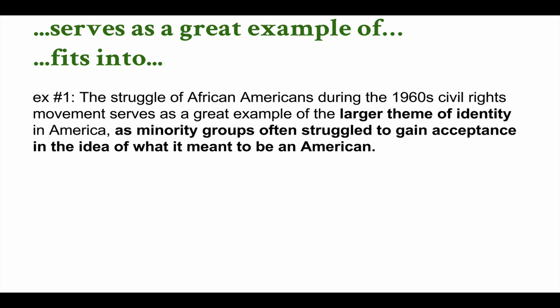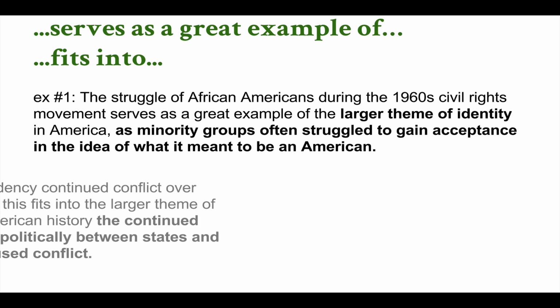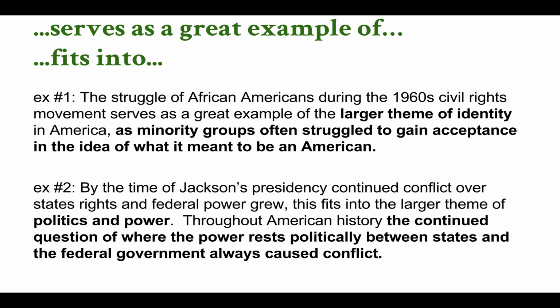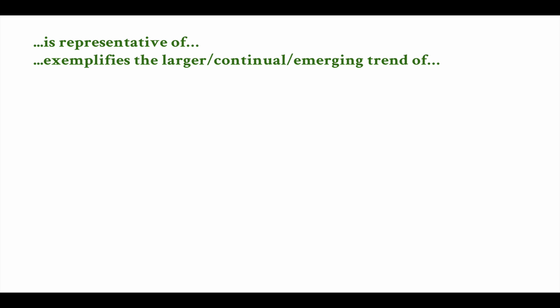Lastly, serves as a great example, fits into, you can see the examples here, the struggle of African Americans during the Civil Rights Movement served as a great example of the larger theme of identity in America. So the theme is there, as minority groups often struggled to gain acceptance in the idea of what it meant to be an American. By the time of Jackson's presidency, continued conflict over states' rights and federal power grew. This fits into the larger theme of politics and power. Throughout American history, the continued question of where the power rests politically between states and the federal government always caused conflict. Lastly, is representative, exemplifies the larger continual emerging trend of.